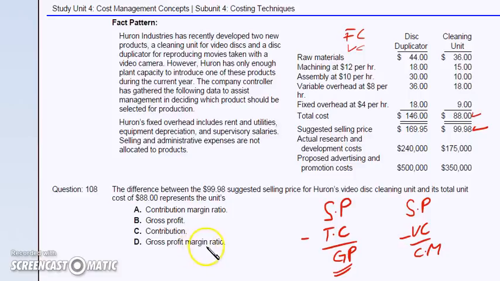And this ratio is entirely different. It has nothing to do with any kind of ratio, right? So when we talk about sales price less total cost, which is inclusive of variable cost and also fixed cost, it is going to give us gross profit, right?